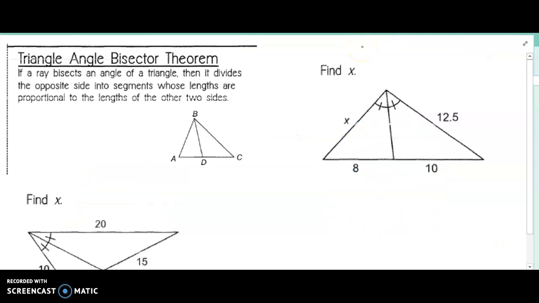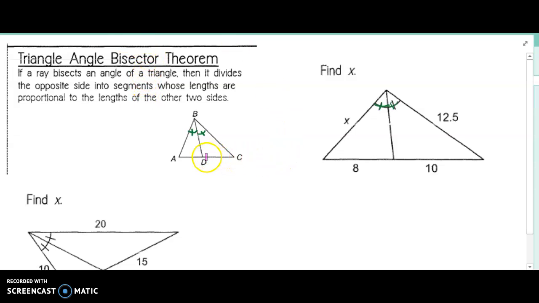All right, guys, this is the last of the three theorems. Now, this is the triangle angle bisector theorem. And it tells us that if a ray bisects an angle of a triangle, okay, so it has to bisect this angle if we want to use this theorem. So remember, when we bisect, that means it cuts it into two congruent angles. Anytime you have two congruent angles like we see over here, this one and this one, that tells us we can use this theorem. Okay, then it cuts the lengths proportional to the lengths of the other two sides.